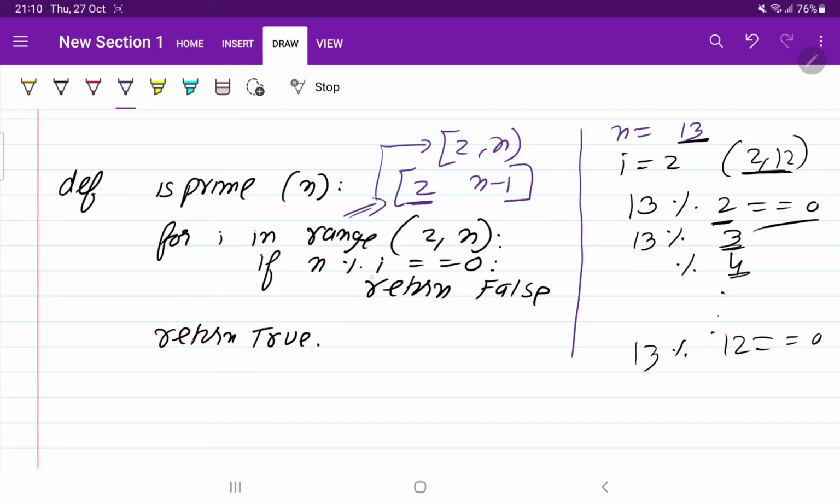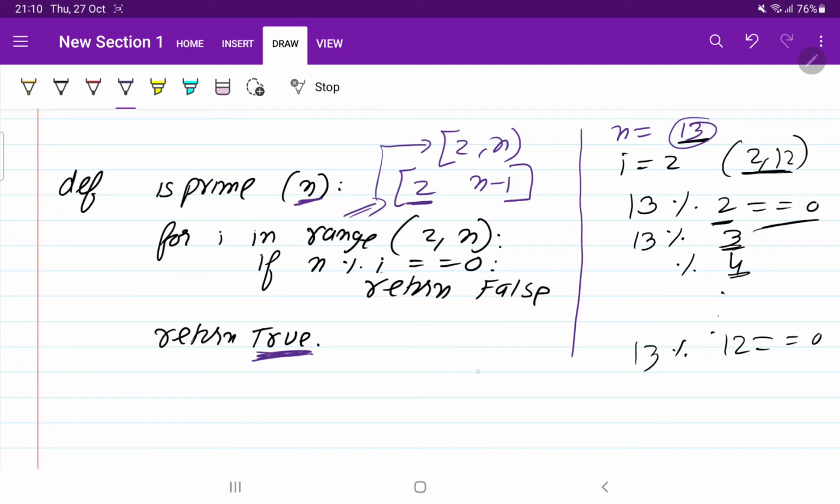So here we started. What is the n value? The n value was 13. So it will check for 2 whether the remainder is equal to 0. No. If the if condition is not true, it will not go inside the if block. So it will check for 3, 4, 5, 6, 7, 8, 9, 10, 11, 12. And when this loop ends, it will return true.